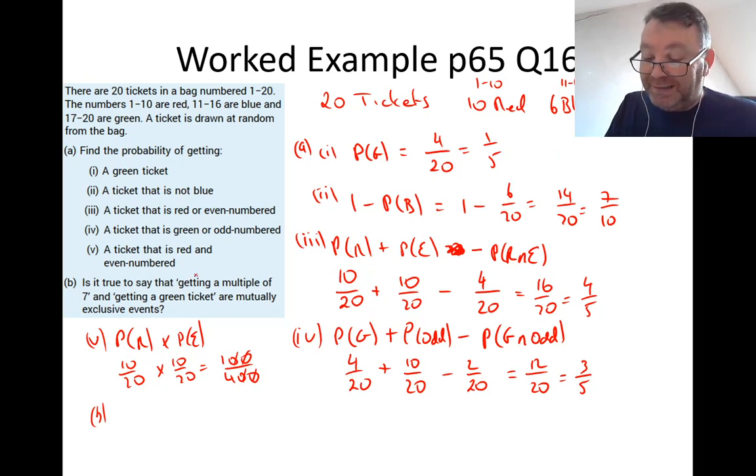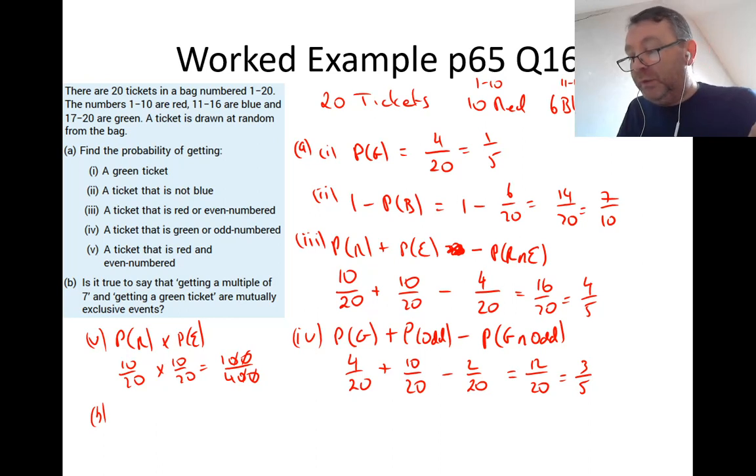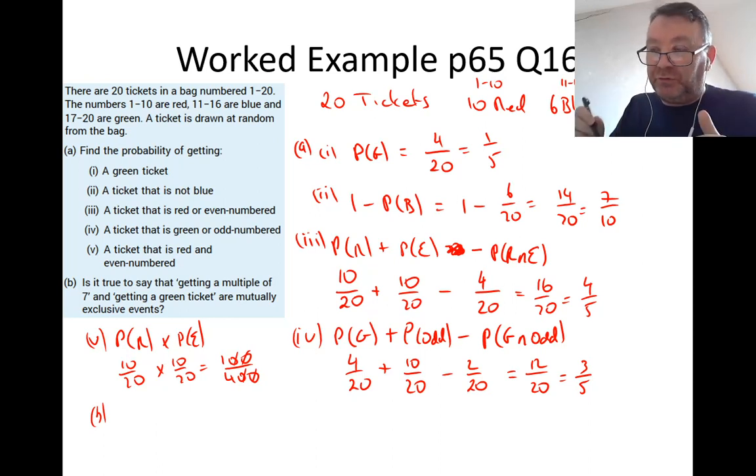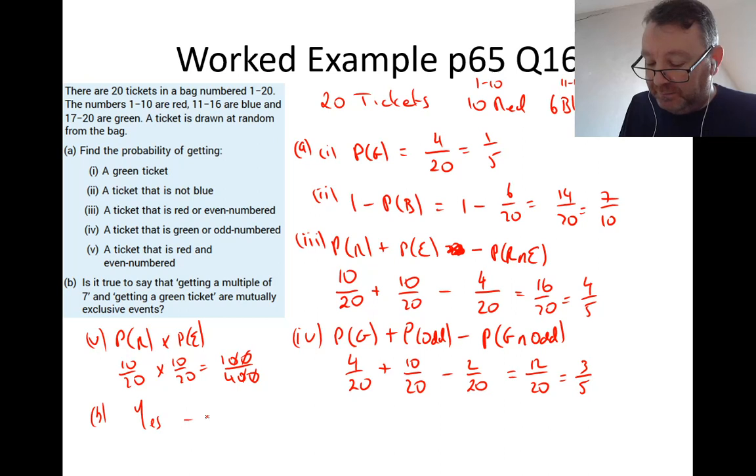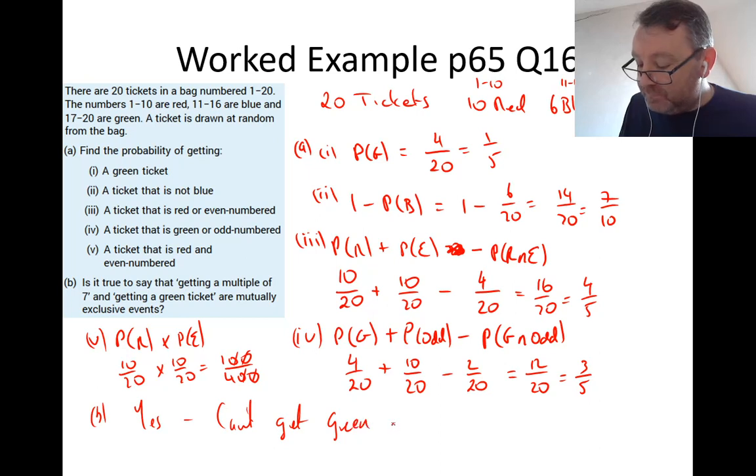So is it true to say that getting a multiple of 7 and getting a green ticket are mutually exclusive? Yes, they can't happen together. The multiples of 7 are 14 and 21. Green tickets only go from 17 to 20, so you can't have a green ticket with a multiple of 7, so therefore they are mutually exclusive. So is it true to say? Yes. Why? Because you can't get a green multiple of 7.